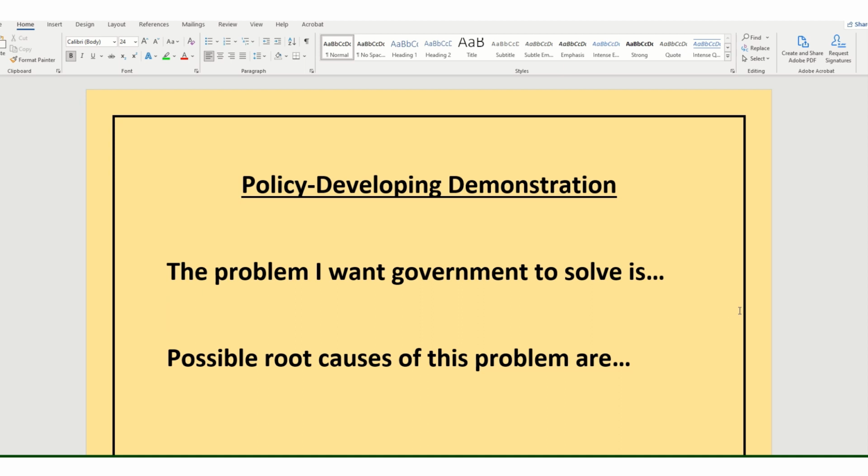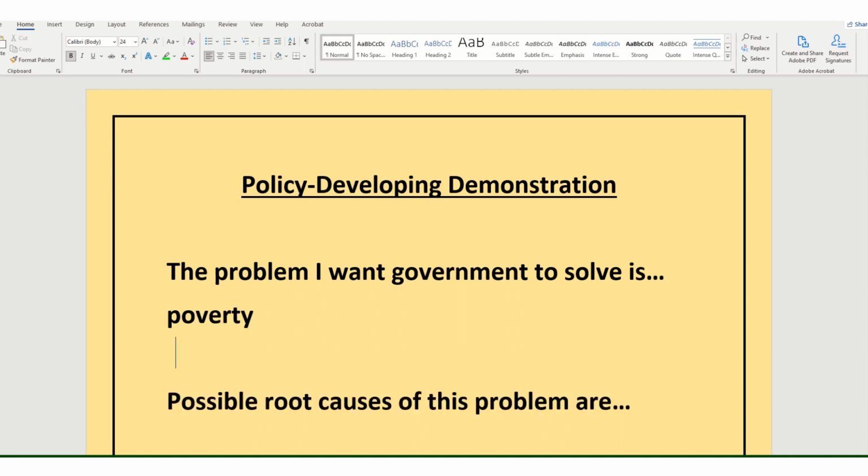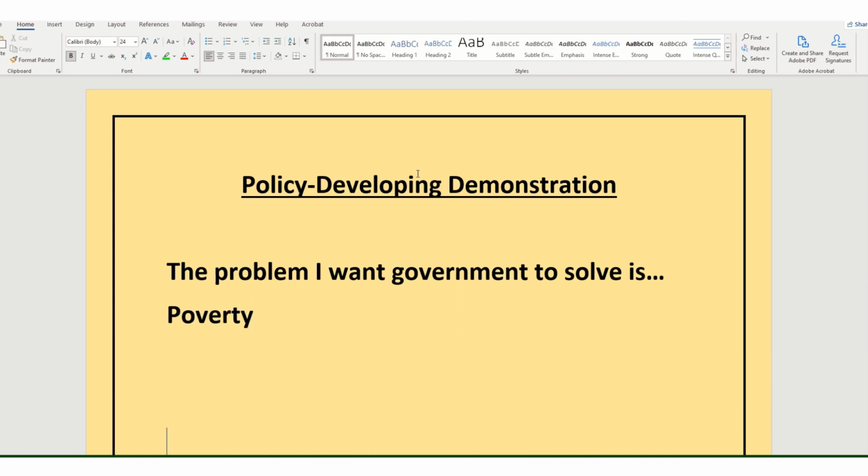Let's just say the problem I want government to solve is poverty. Now, let me suggest to you that for purposes of this exercise, you need to be much more narrowly defined. Poverty, I mean, who doesn't want to solve poverty? But if you want to solve a problem and you want to use government to solve that problem, which is really what we're trying to do, you're going to have to get something more narrowly stated. So how about this? Poverty in single mom homes.